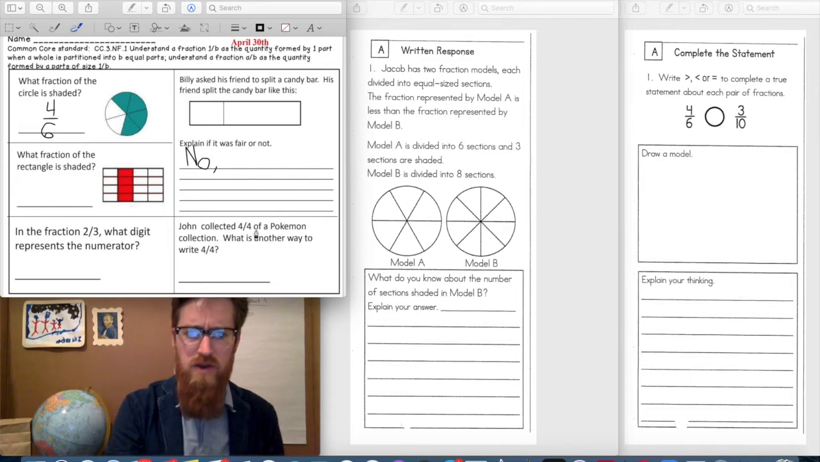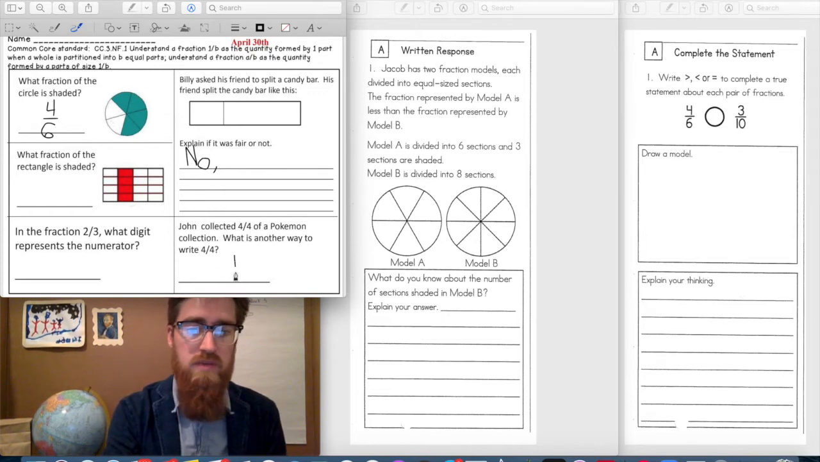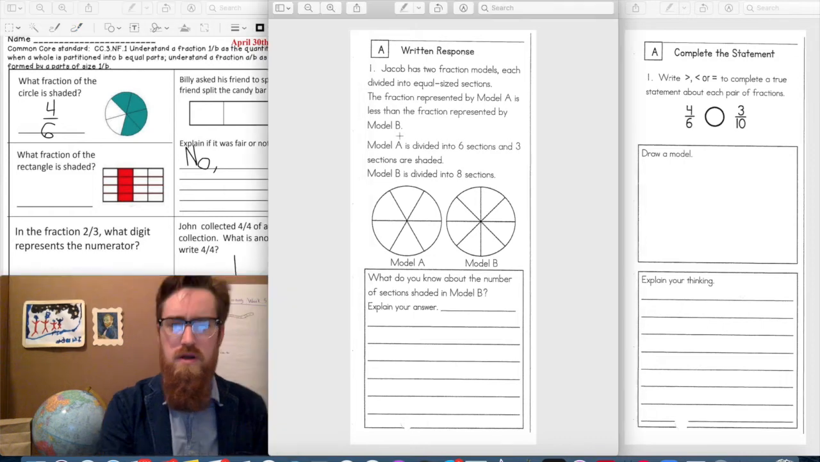John collected 4 out of 4 of a Pokemon collection. What is another way to write 4 out of 4? Well, if there were 4 Pokemon cards and I had all 4, how many would I have? I would have a whole. If you have a whole, another way to write that would be 1. Now let's look at this one.